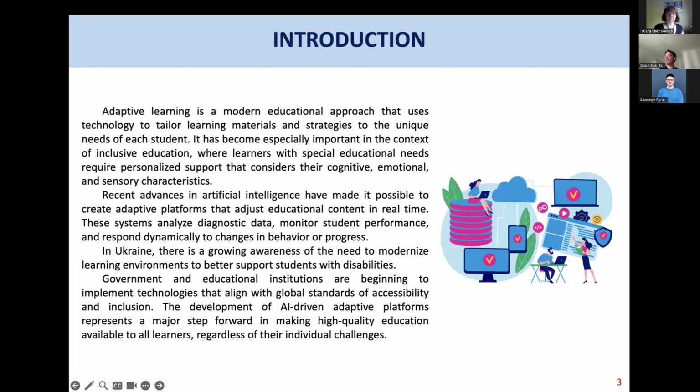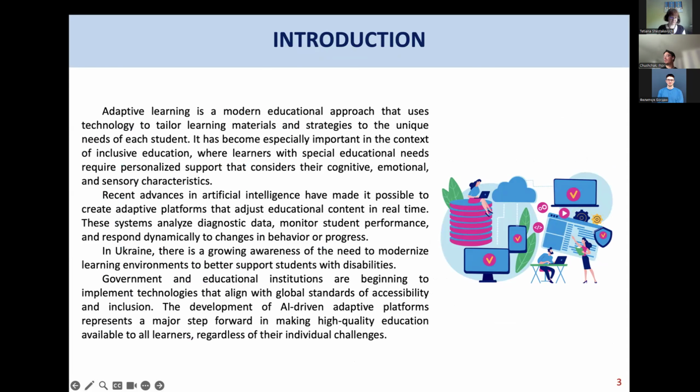Adaptive learning is an innovative educational approach that leverages technology to personalize instructional materials and methods according to the individual needs of each learner. This approach has gained particular relevance in the field of inclusive education, where students with special educational needs require tailored support that addresses their cognitive, emotional, and sensory characteristics.